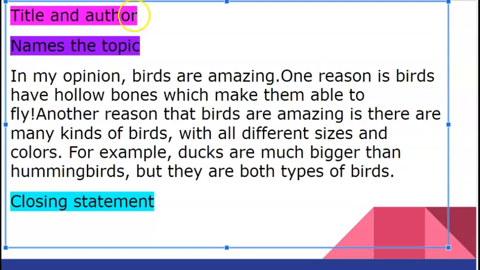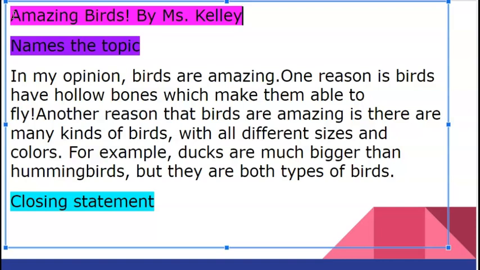What I'm going to do is I'm going to write my topic as amazing birds. Amazing birds. And I'm going to put an exclamation point because I want them to be really excited by it. And who's writing this story? Miss Kelly. When you're writing your title, you're going to say it's your name because you're the author. Okay, now I have my title ready to go.